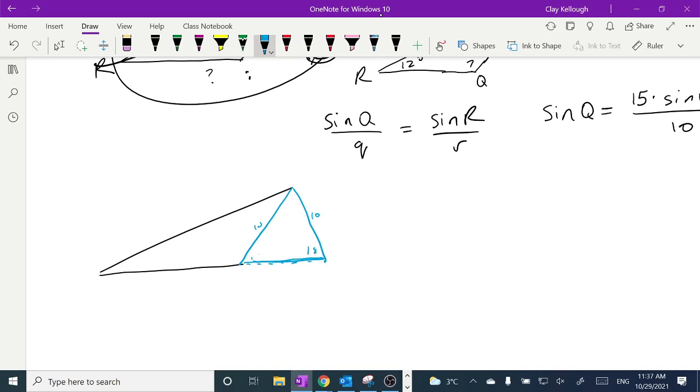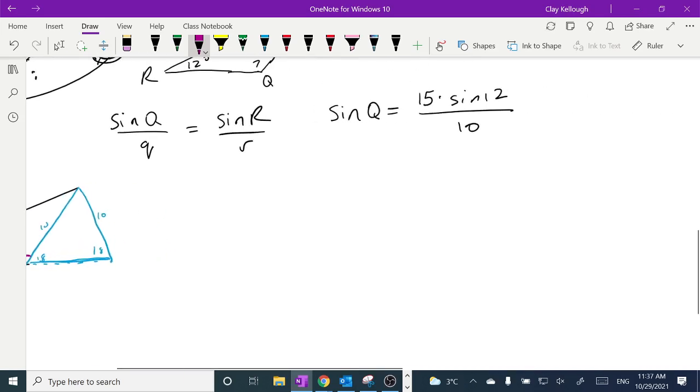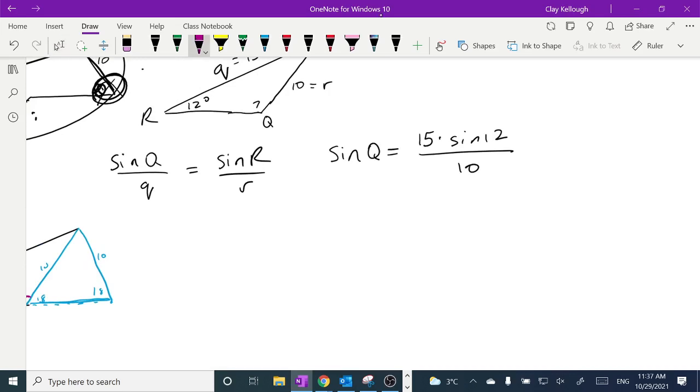Doesn't that mean this has to be 18 degrees? Because of the base angles theorem, remember that? Base angles of an isosceles triangle are the same. That means that this angle here, the one that I actually want, is how much? How would I figure it out? 180 minus 18 is correct. So this angle Q turned out to be 18 point something degrees.